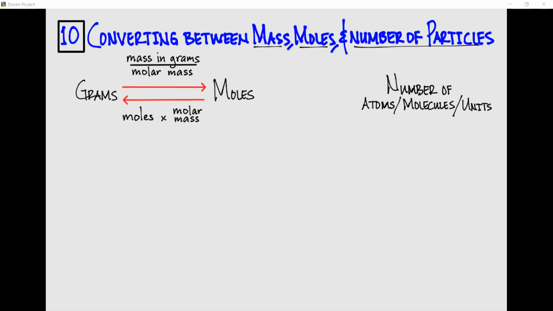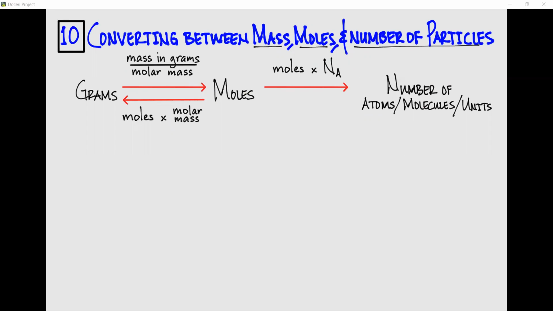You can also go from moles to mass. So if you're given the number of moles of the substance and you want to find out the mass of the compound, all you have to do is multiply the given number of moles by its molar mass. All right. What about converting from moles to number of atoms, molecules, or units? So if you're given the number of moles and you want to convert it to the number of atoms, all you have to do is multiply the number of moles given by Avogadro's number.